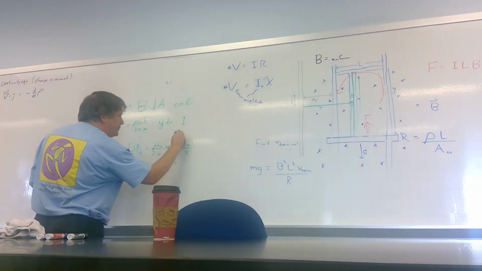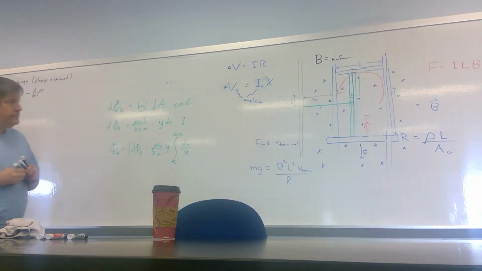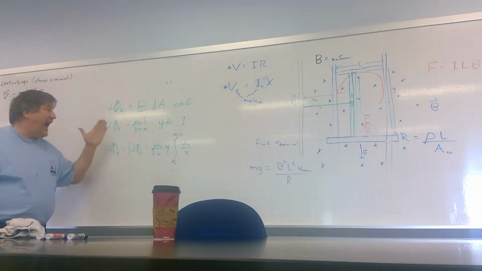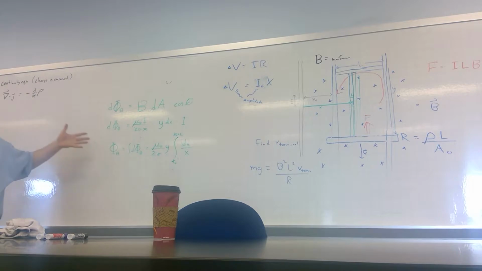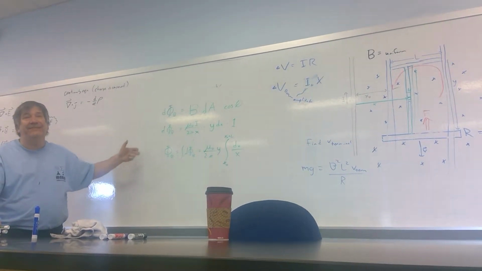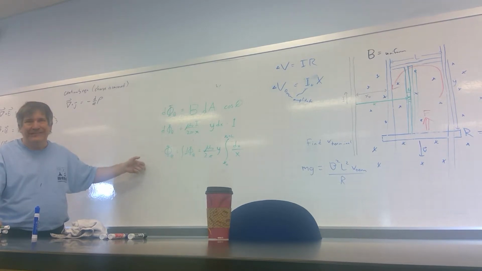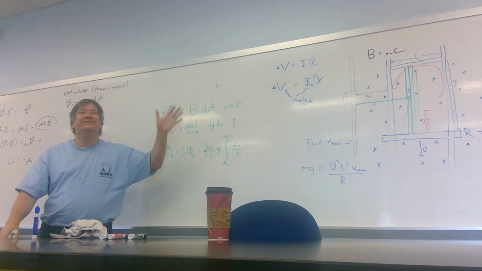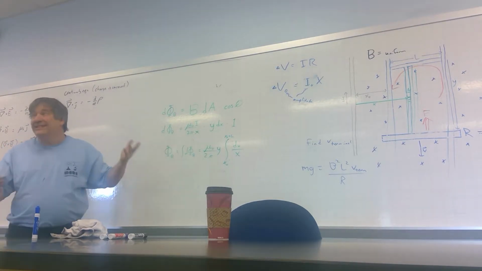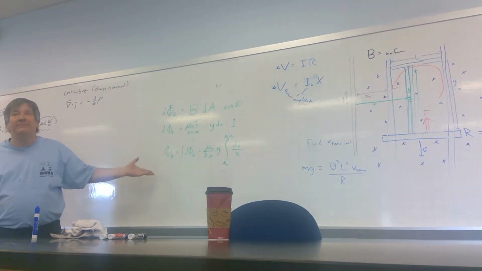What happened to the I? What's that? What happened to the current I? The current's still flowing, but my job now is I need to first calculate this flux, then I need to take d/dt of this flux, and that'll give me the induced voltage. Then I will use that induced voltage to get I. So I is still there, but, and this is an important lesson in problem solving in physics.